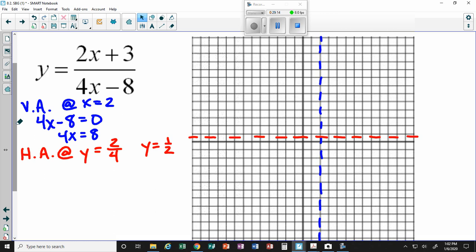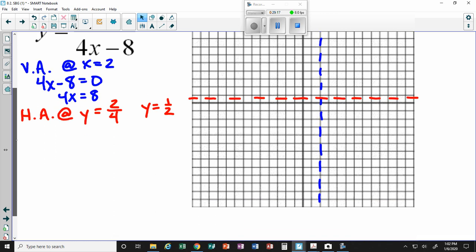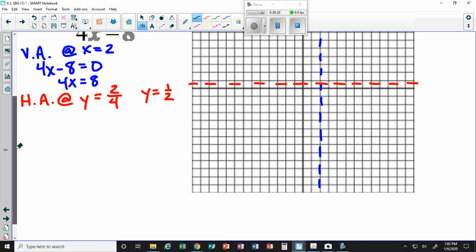Now we do the same thing with our table. That's the only difference in those two, how we find the horizontal asymptote. So now when I make my table, how do I know what values to put in the table? Yeah, you have to look at the vertical asymptote. You take the vertical asymptote and put it smack dab in the middle of the table. Not necessarily in the middle of the function, but in the middle of the table.